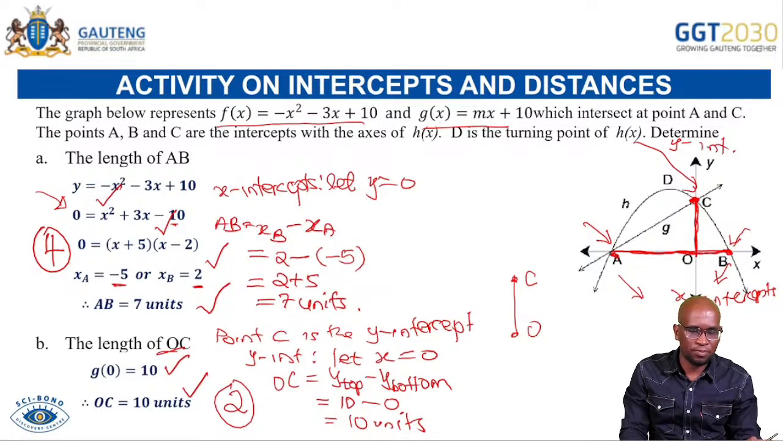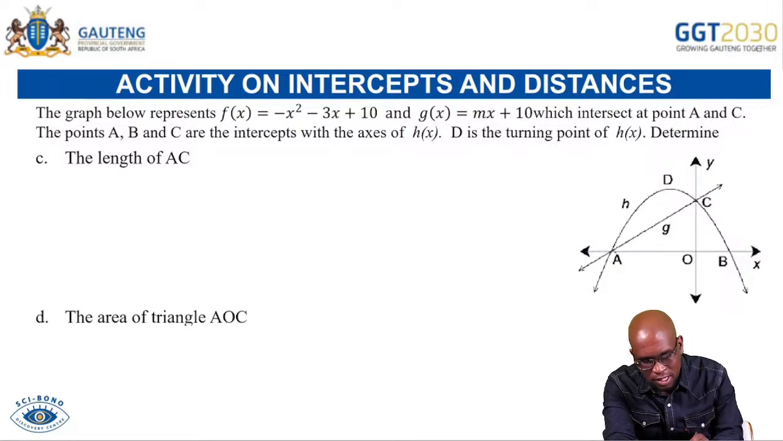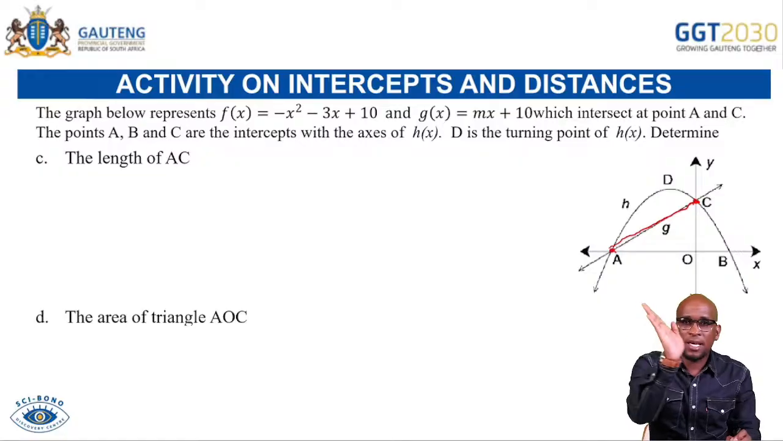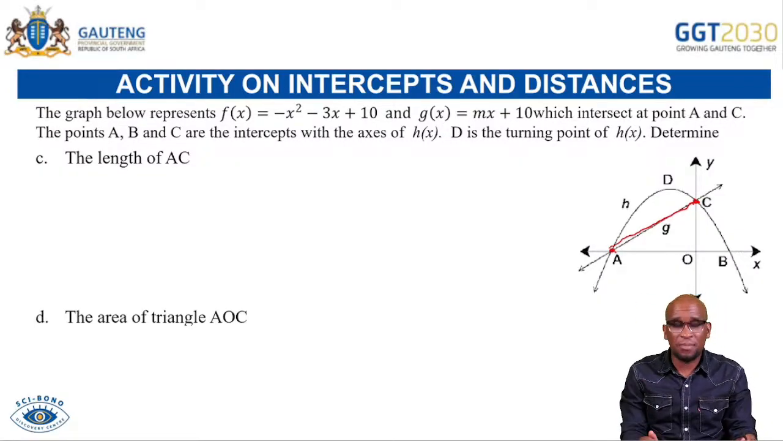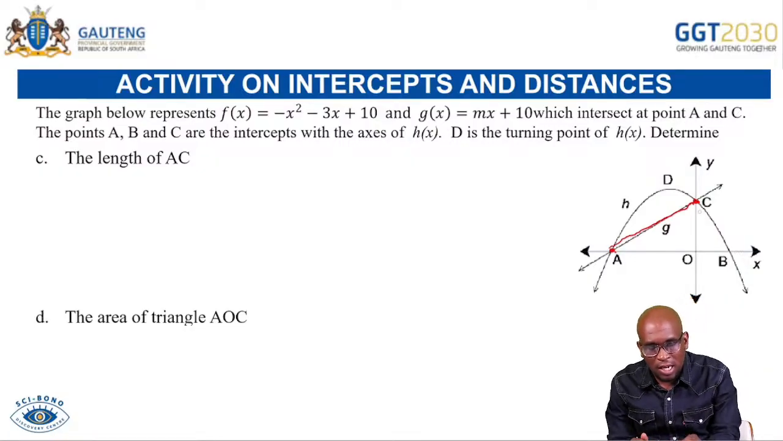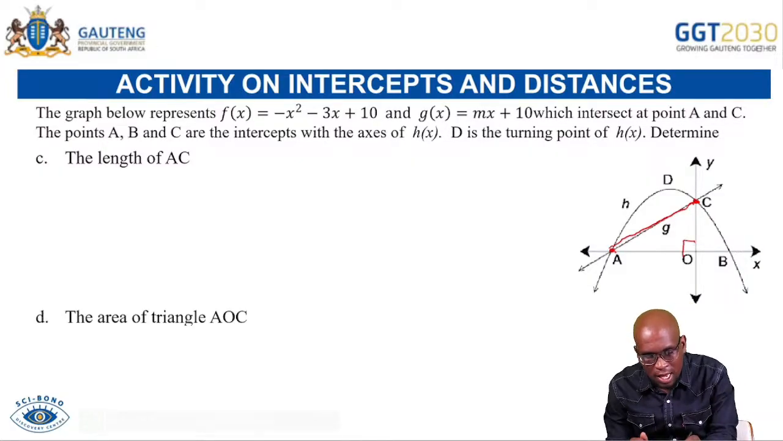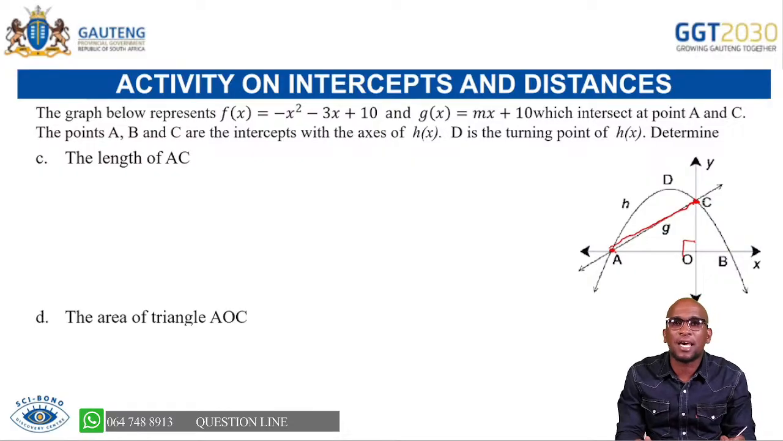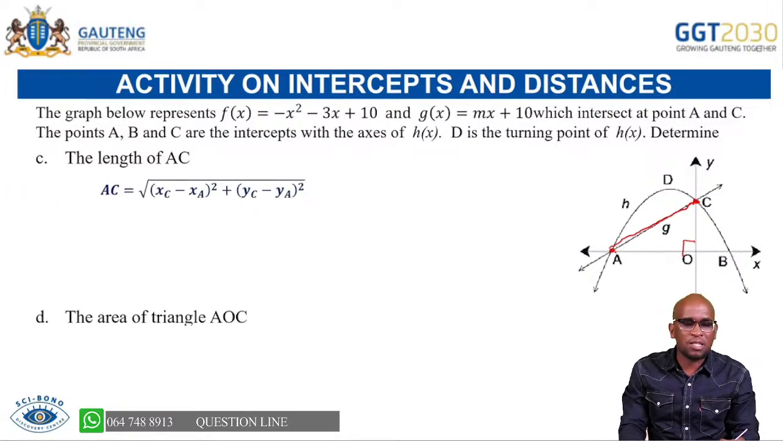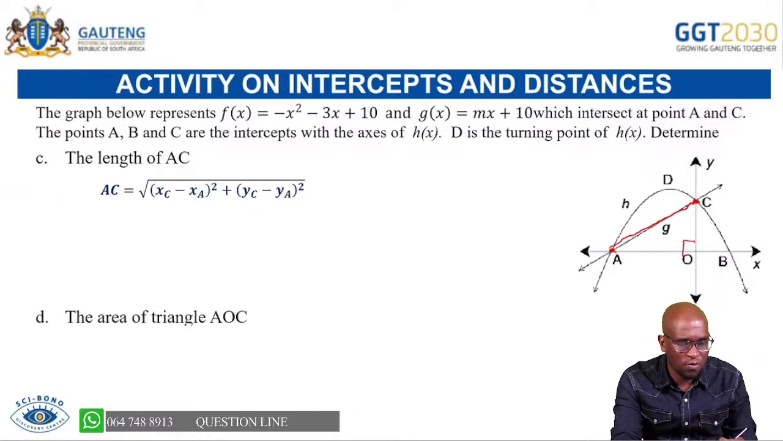Right, let's move on. The length of AC. You can see that now AC is a diagonal length. So to determine a diagonal length, we must use the distance formula. In this case, you can also make use of the Pythagoras theorem. It can work because this triangle here is a right angle triangle. So you can use Pythagoras to work out the length of AC, but in any other case, you would be using the distance formula. So you see, there is my distance formula.